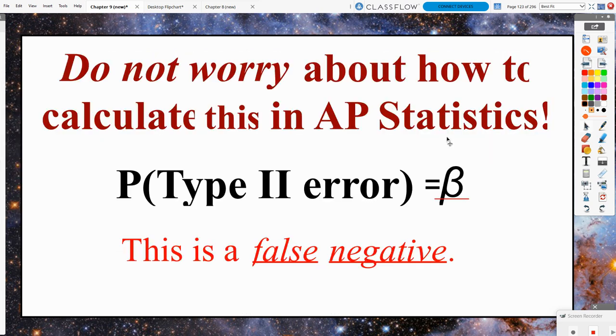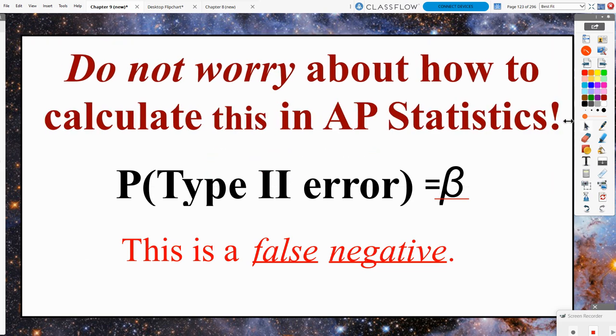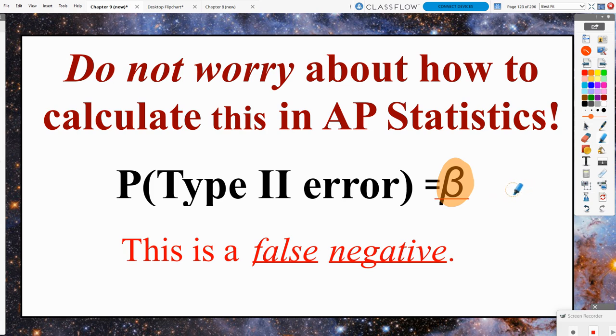So in the end, what I need you to know is this. You do not need to worry about how to calculate a type 2 error in AP statistics. You absolutely do not need to know that. The probability of making a type 2 error is just going to be the Greek letter beta. We're just going to call it beta. You do not need to worry how to calculate beta. Once upon a time, there was a free response question, and it was the investigative task question, question 6.